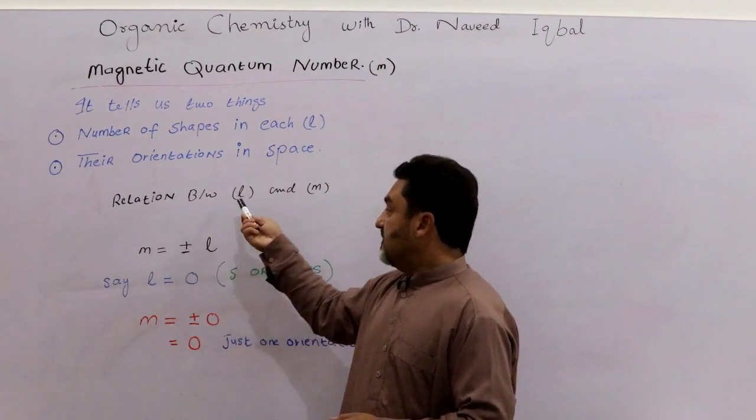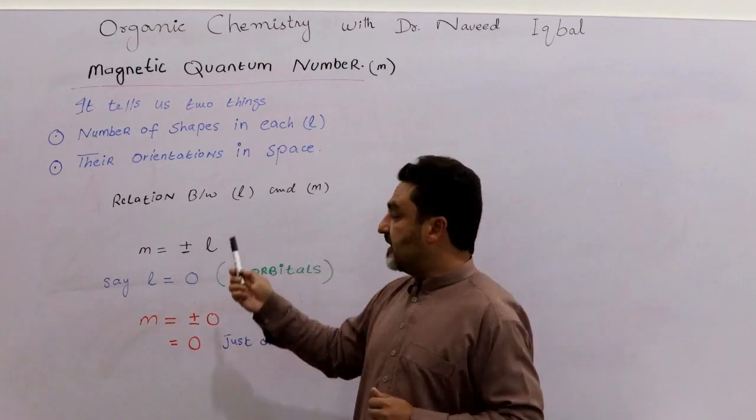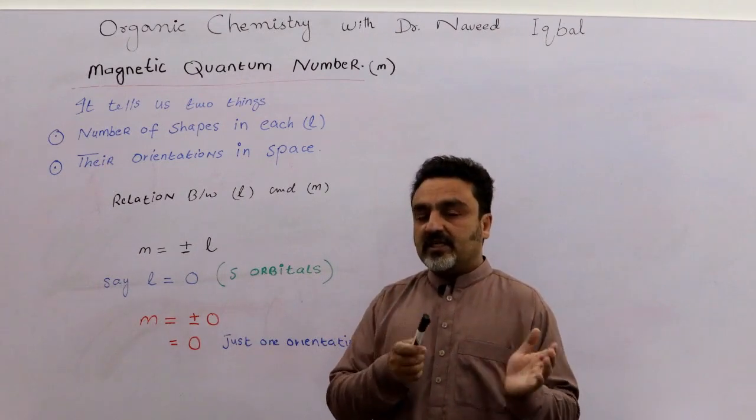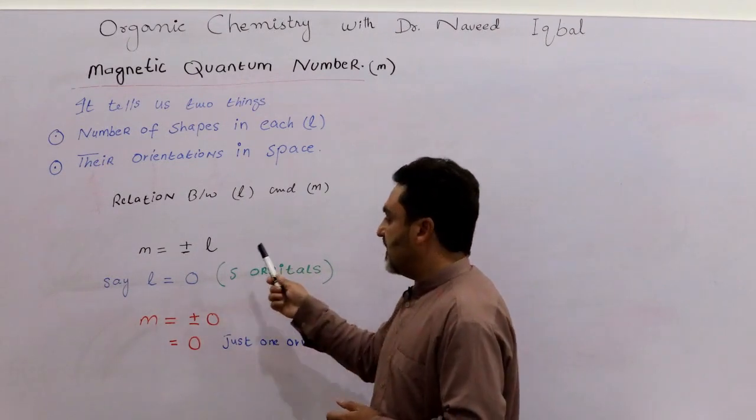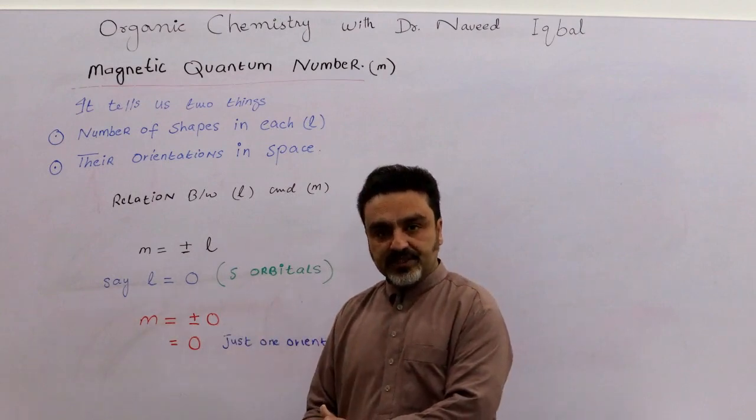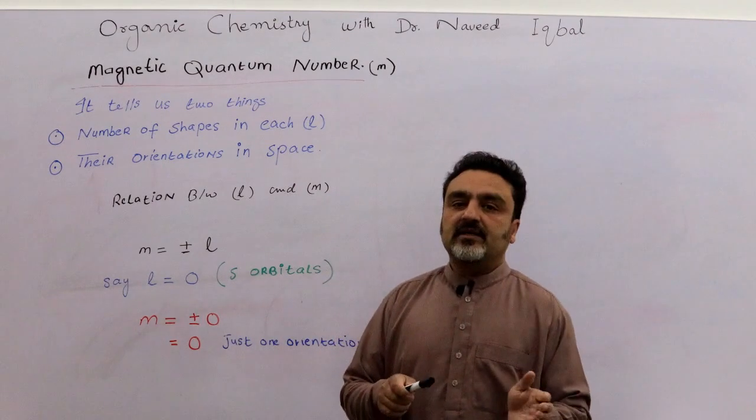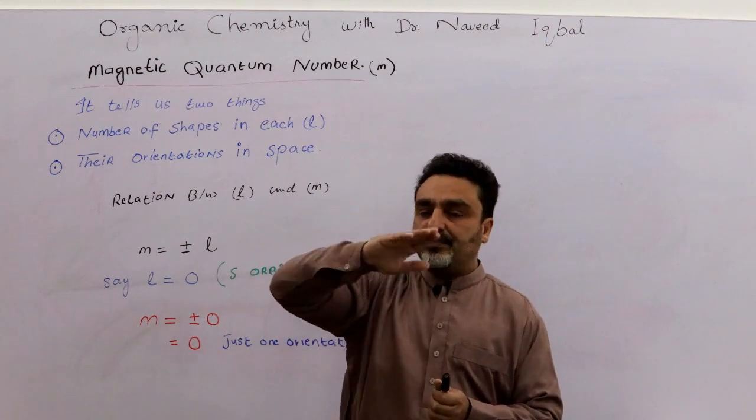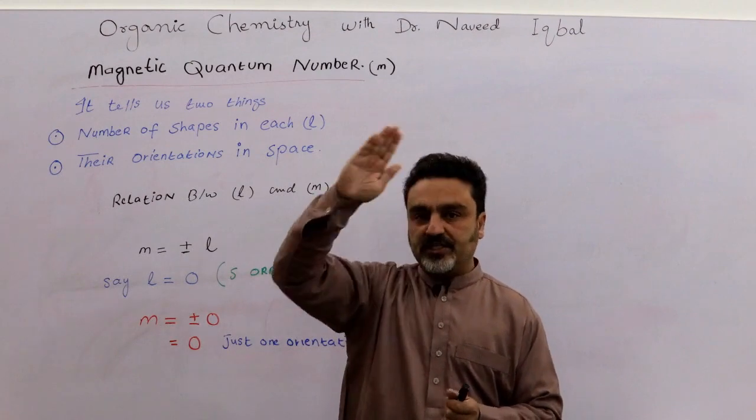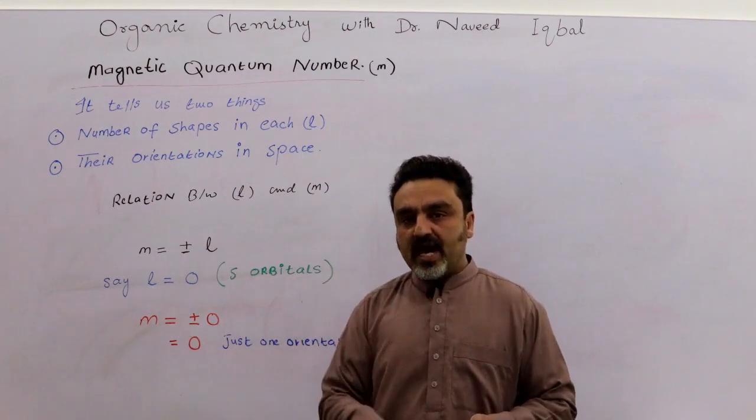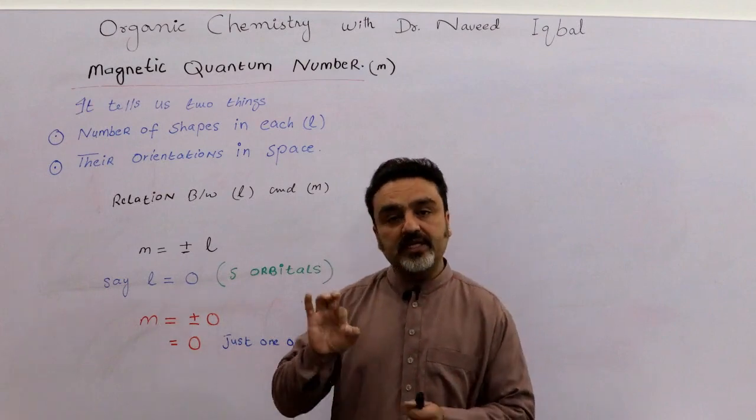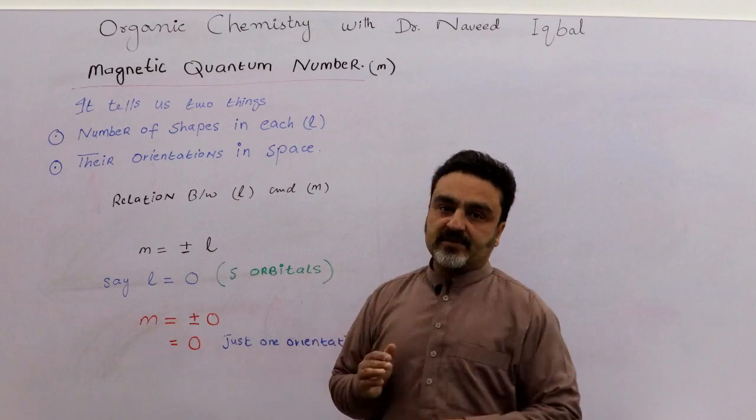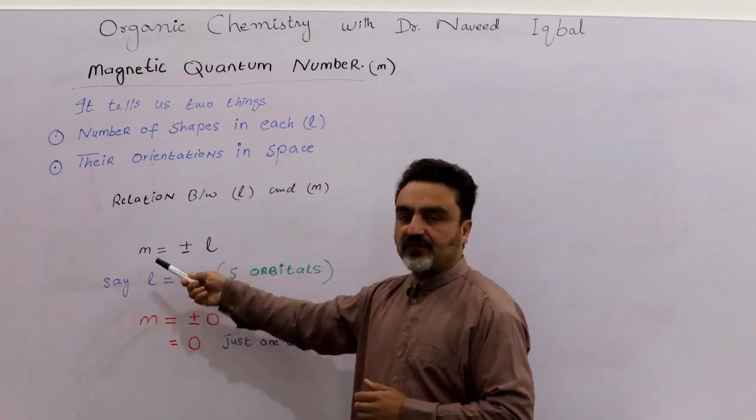Now, the relation between L and M. This is very important. This relation will tell us how many compartments there are, how many shapes there are. I mean to say that the azimuthal quantum number just told us that there is a dumbbell shape. Now the magnetic quantum number will tell us how many they are, and how they are oriented in space. So let's go. This is the formula.